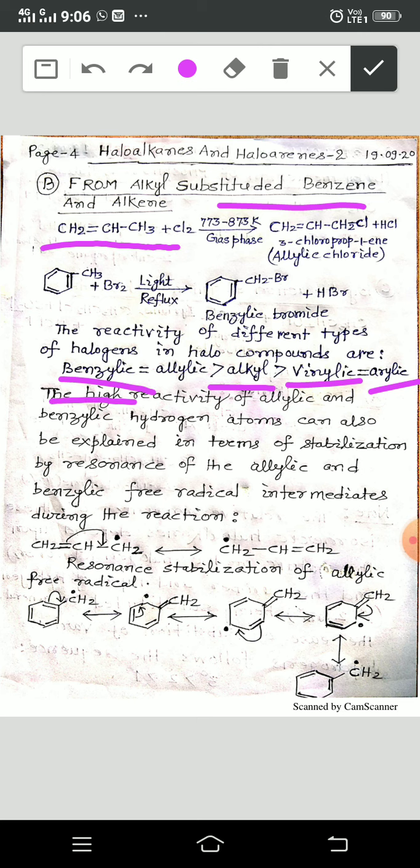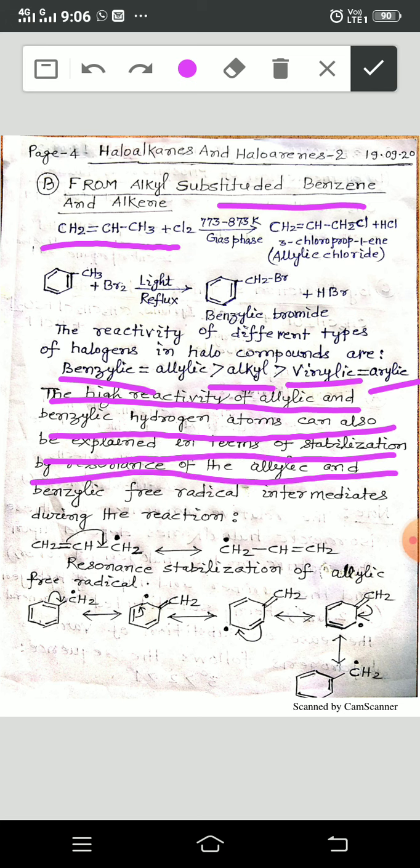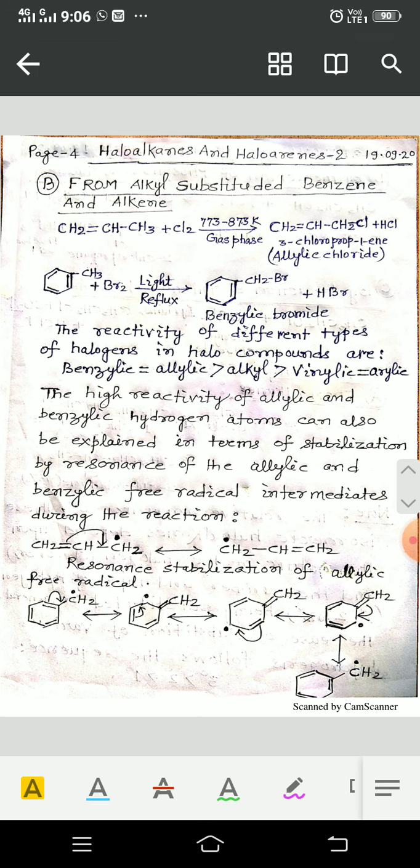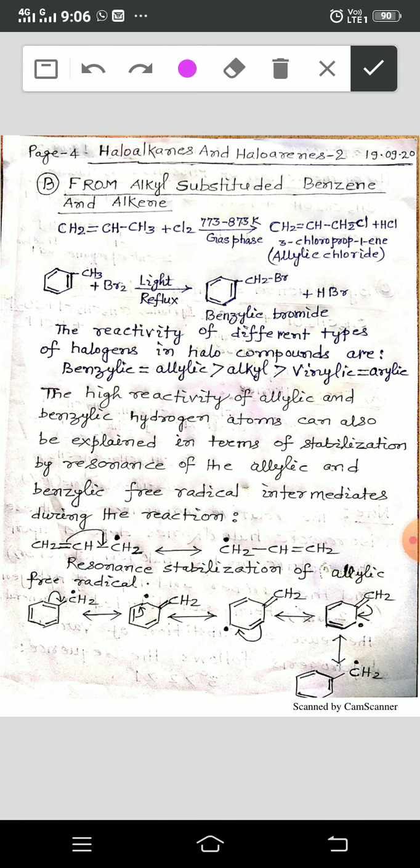The high reactivity of allylic and benzylic hydrogen atoms can also be explained in terms of stabilization of the allylic and benzylic free radicals. It means that this reaction takes place in the presence of light. The alkyl derivative of benzene and the alkyl derivative of alkane will react with chlorine in the presence of sunlight or any other reagent with the help of free radical substitution reaction.